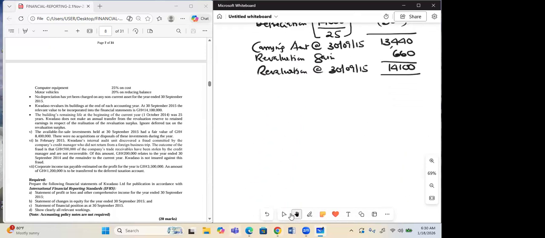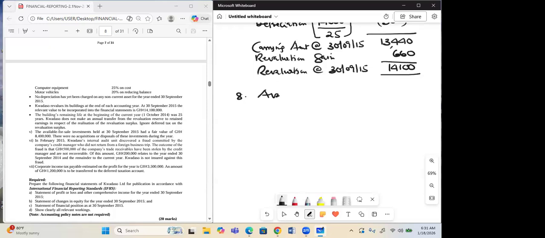Note 5. The available for sale investment held at 30th September 2015 had a fair value of 8,400. Now, these were financial instruments, available for sale instruments. He said available for sale instruments should be measured at fair value through OCI. Is that right? Yes, that is measured at fair value through OCI.